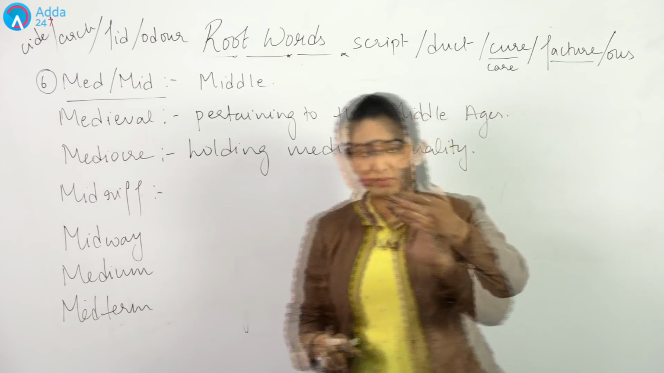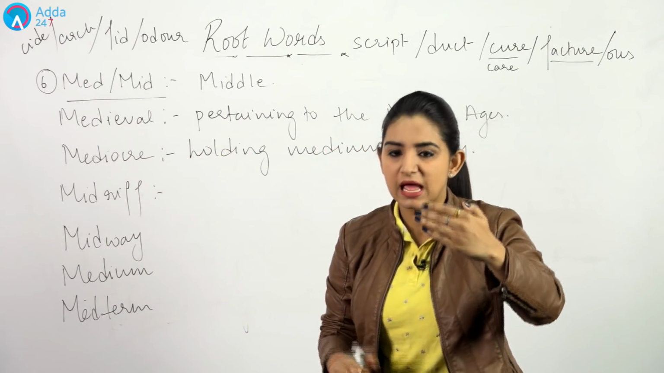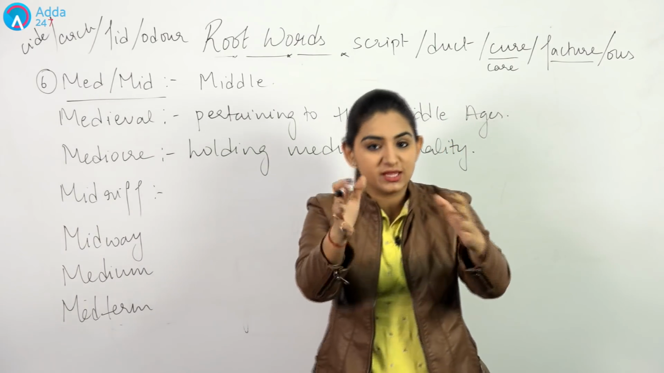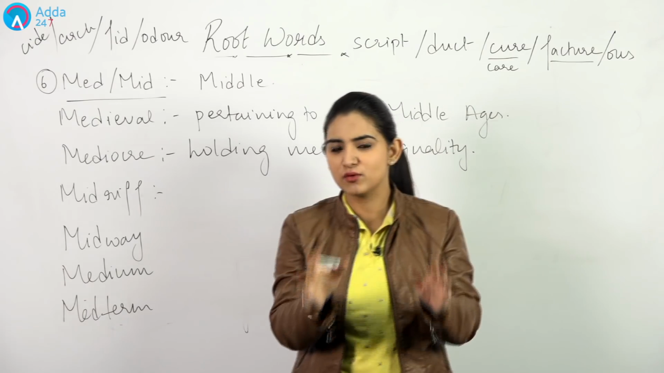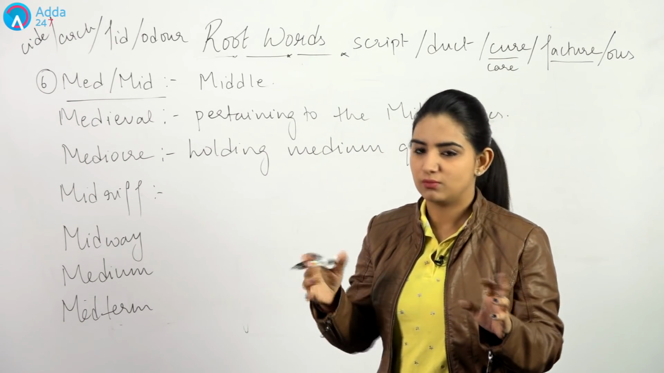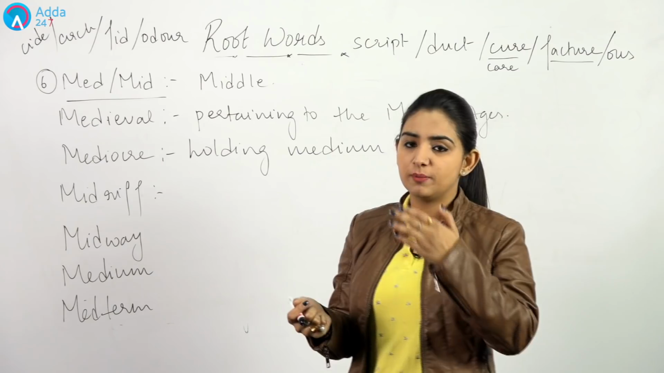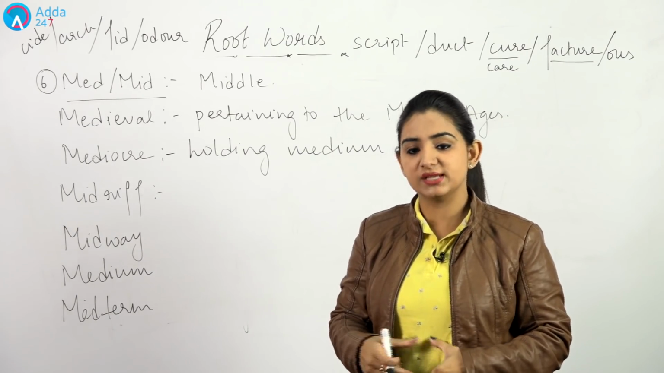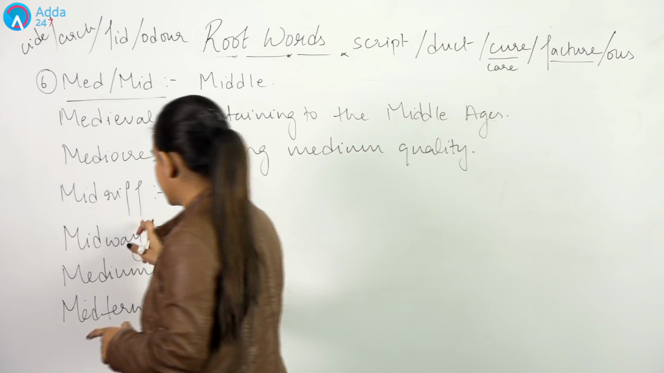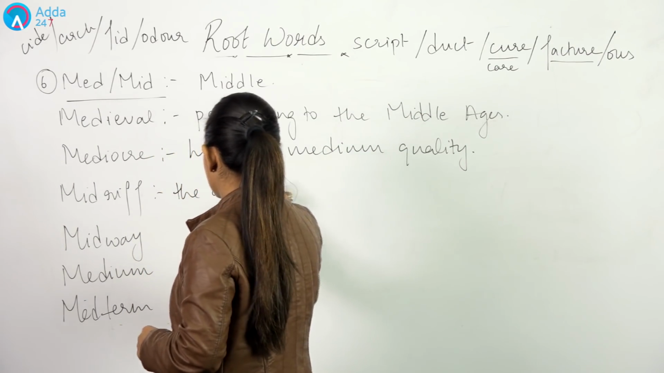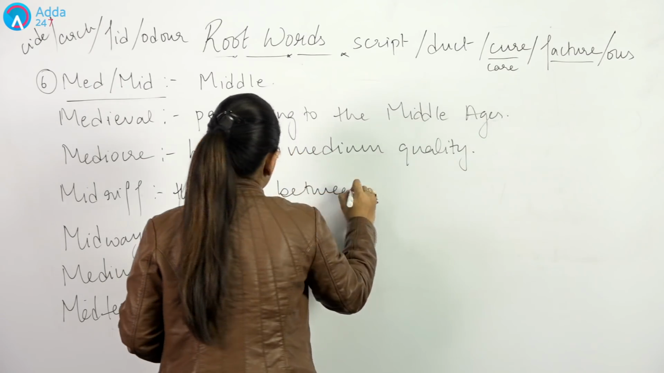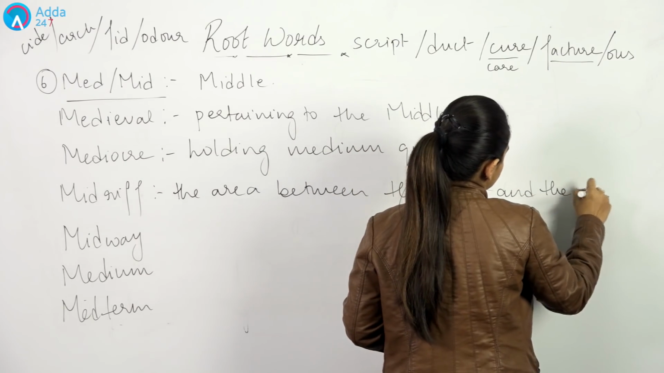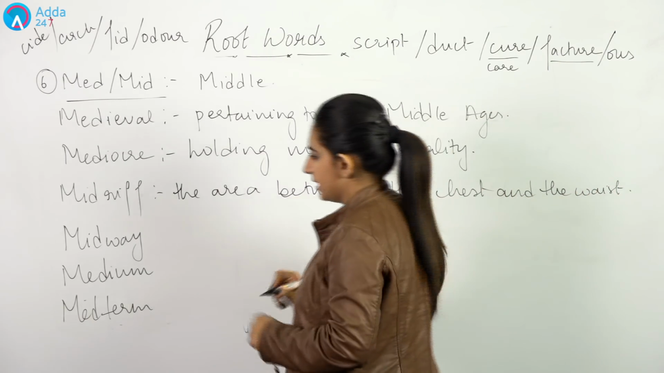Now guys, there's a part of the human body that's called the chest, and there's a part of the human body called the waist. What is the area between that? Do you know that? Have you ever heard about it? No. Why? Because we never use that, right? So the area between the chest and the waist is called what? Midriff. The area between the chest and the waist is what we mean by midriff.